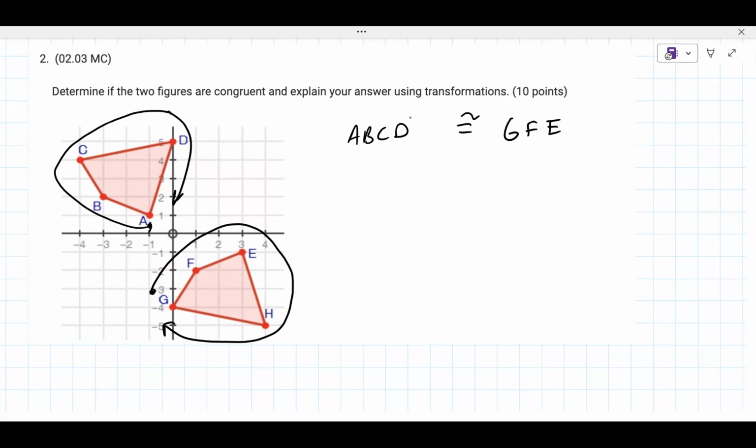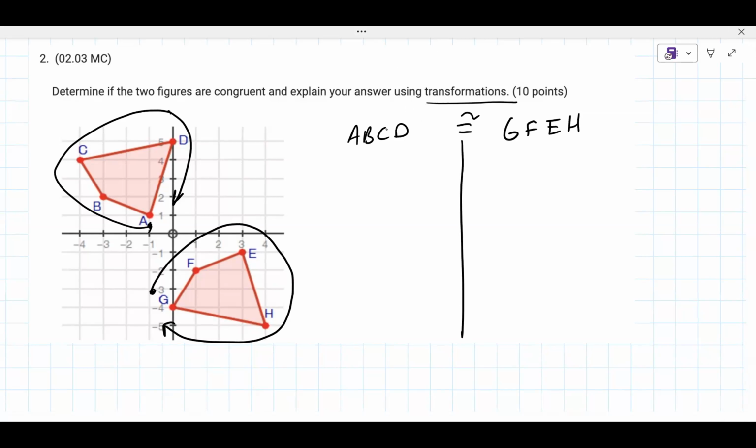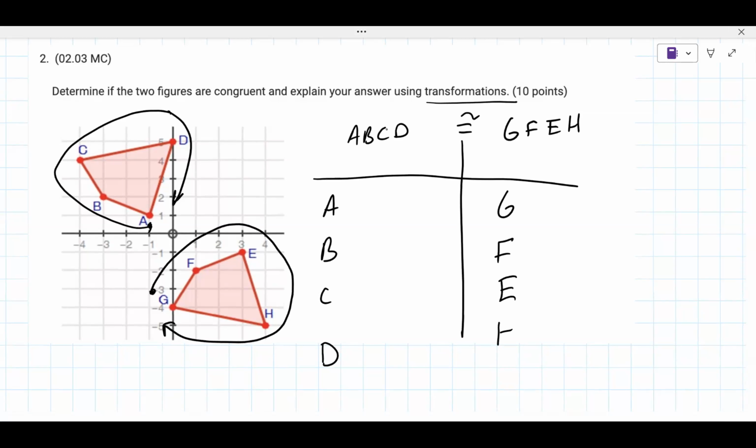Are these congruent? Well, you need to figure out the transformations. I guess they don't require you to use the distance formula. What you should do is label each of the points with the ordered pairs here. And then what you're looking for is some transformation that does this.